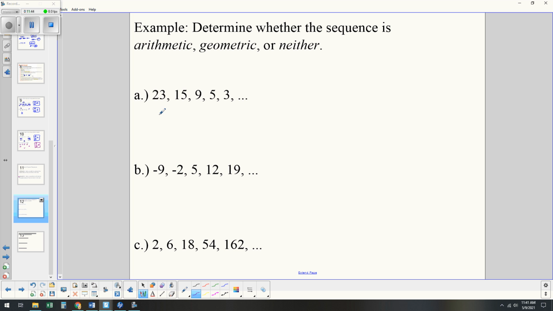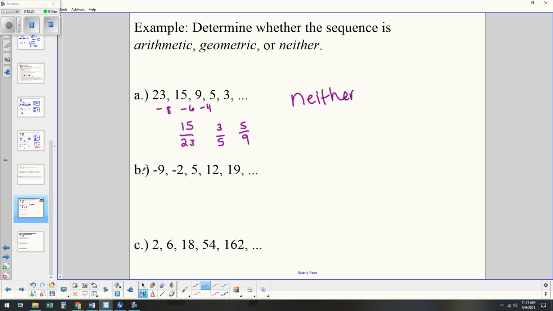So 23 to 15 was minus 8. 15 to 9 was minus 6. 9 to 5 was minus 4. We already know it's not arithmetic. It's not subtracting by the same amount. So if I tried to do 15 over 23, and let's say I did 3 over 5, or 5 over 9, none of these fractions are the same. So it was not arithmetic because we weren't adding or subtracting the same amount. It's not geometric because we're not multiplying or dividing by the same amount. So this one is actually neither.